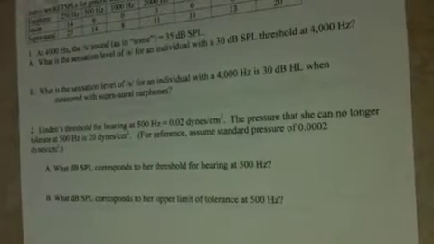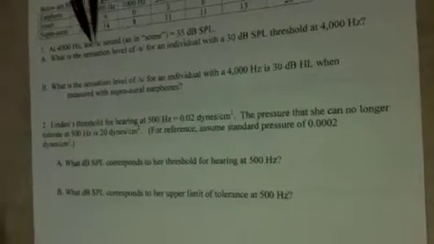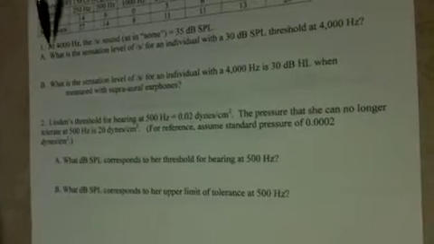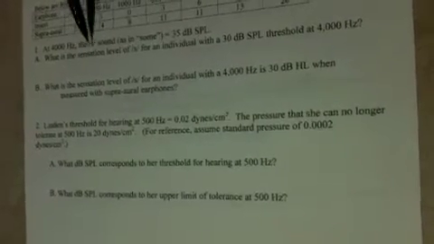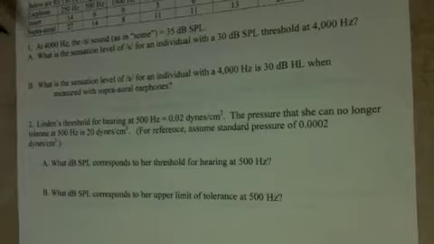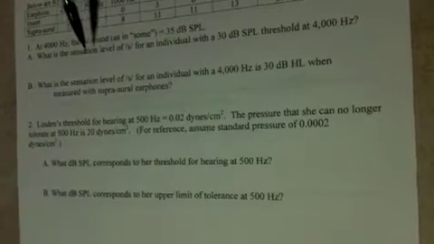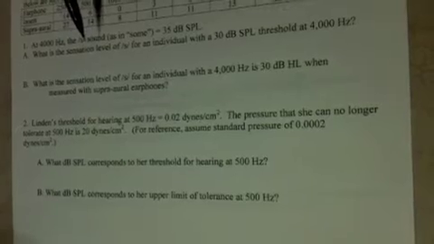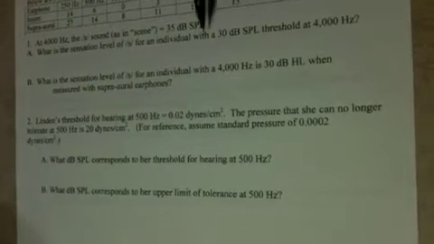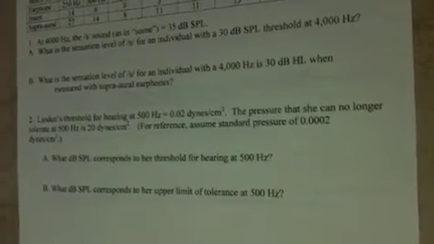The first question is giving you the level of S at 4,000 hertz. And we know at 4,000 hertz the sound is 35 dB SPL. Part A is asking you what the sensation level of this sound is for an individual who has a threshold of 30 dB SPL at 4,000 hertz.